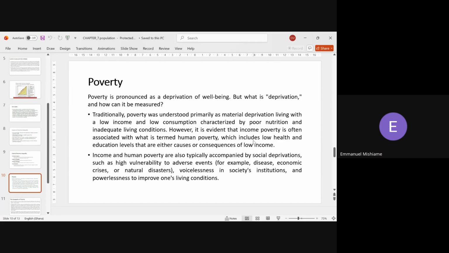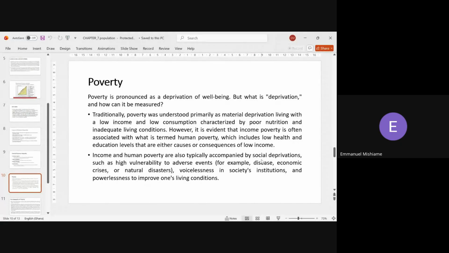Although certain things, even with the money, you cannot do. But once you don't have the money, there are certain things that you are simply unable to access. Now, income poverty and human poverty are also typically accompanied by social deprivations. So low income would be economic deprivation. I hope you are getting it. Low income will be economic deprivation.